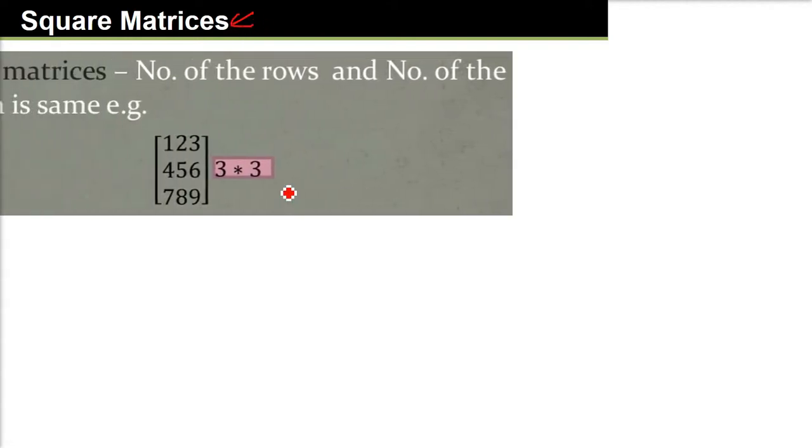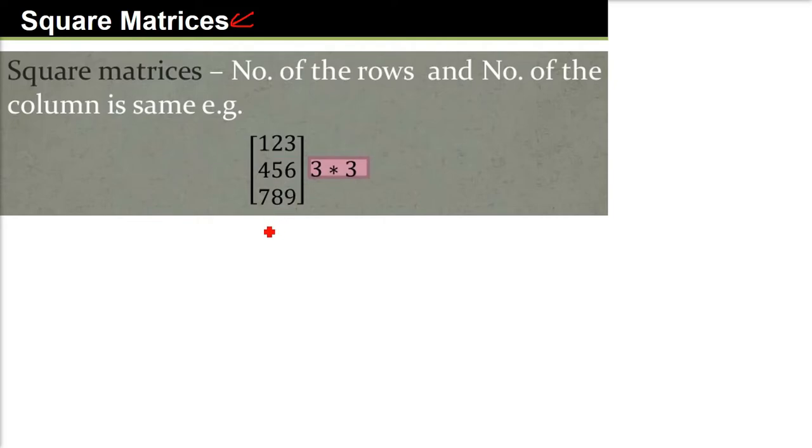Square matrices. We are talking about square matrices because there are multiple kinds of matrices. Square matrices are those matrices which have the same number of rows and columns, exactly the same. For example, if I write a matrix like this, how many rows are there?